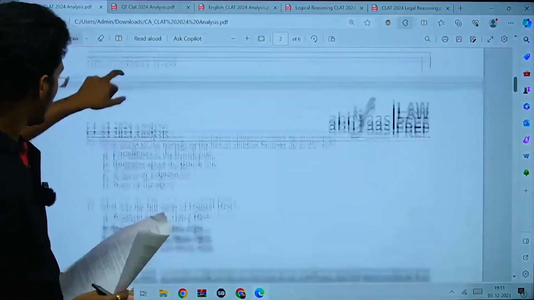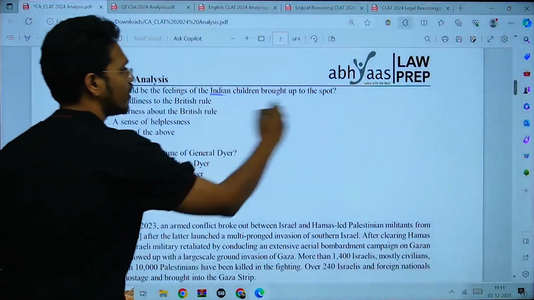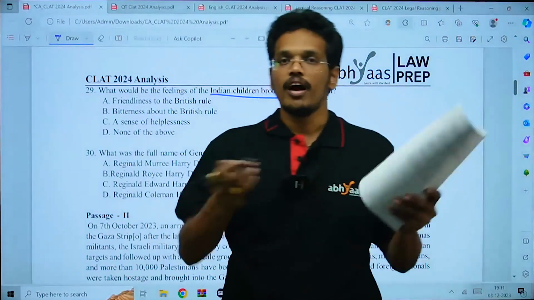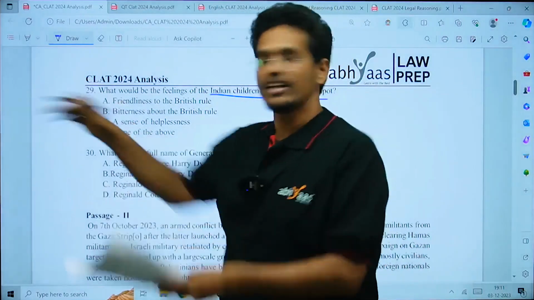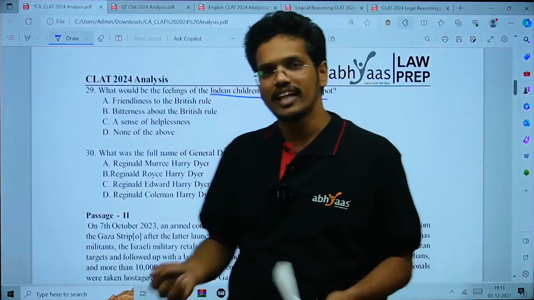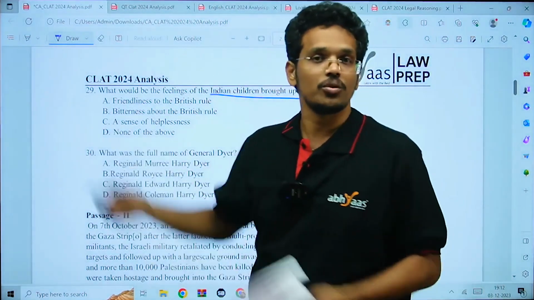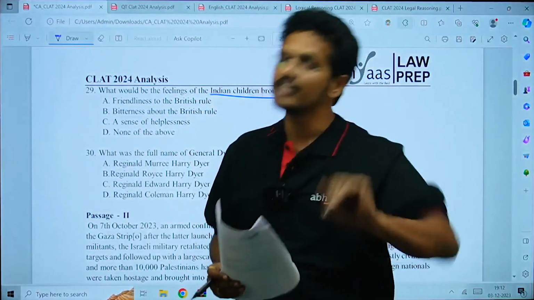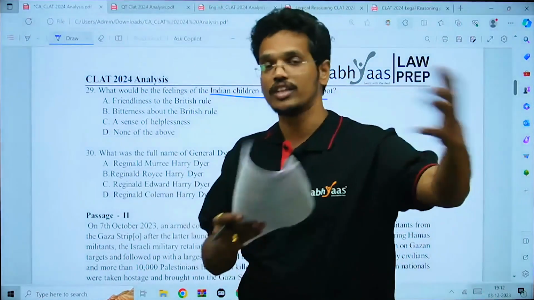After that, what would be the feelings of Indian children brought up to the spot? As we know, the crowd that gathered there included parents, elders as well as children. So what would they feel who were present at the spot? Friendliness to British rule cannot be the answer, because General Dyer opened fire and started killing them. Bitterness about British rule can be the answer, because when they were continuing a peaceful gathering, the British Raj opened fire.